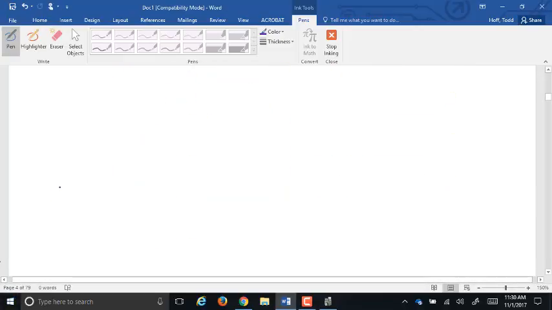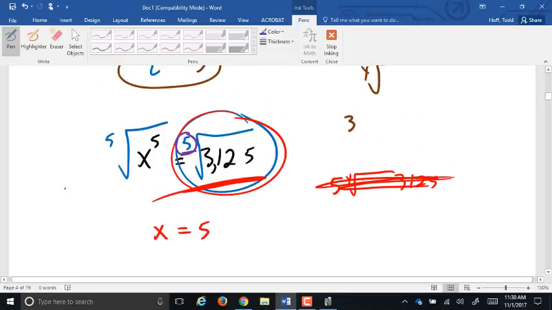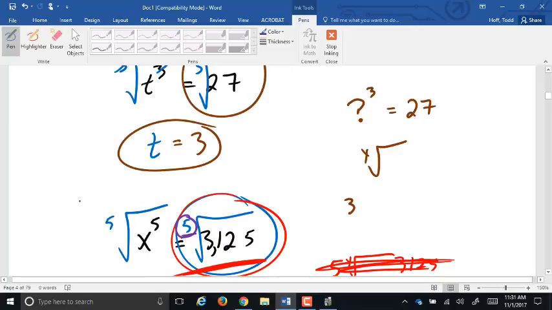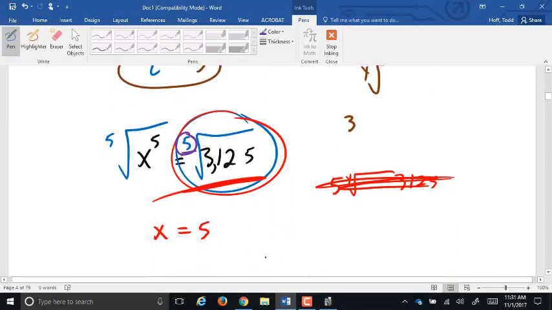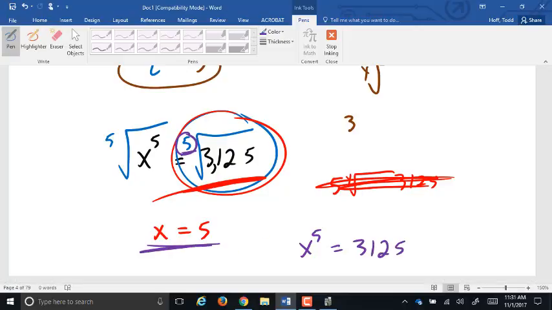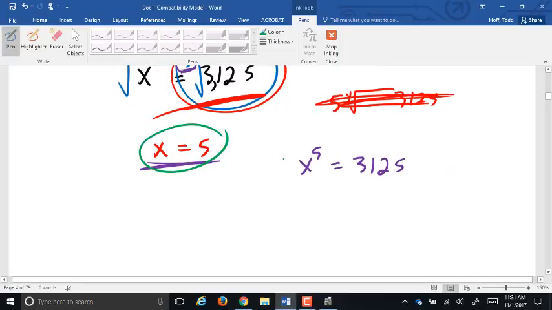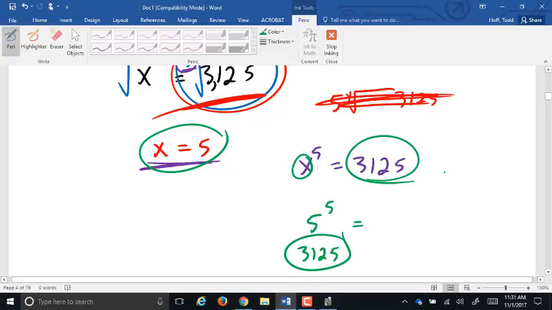So then all we have to do is reverse that. We're figuring out what number. And of course, to double check, x to the fifth equals 3,125. We got that answer of x equals 5. To double check that, we could just put that 5 back in for x. So 5 to the power of 5, and on your calculator, you'd punch that in, and it does give you 3,125. So we get that same result on both sides.